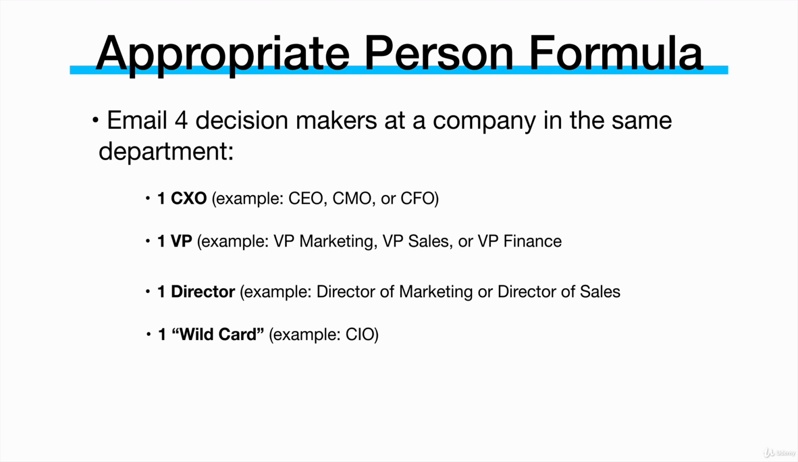And the reason why you want to do this is because you're basically emailing, let's say, the director, and you're emailing the director's boss, which is the VP, and you're emailing the VP's boss, which is the chief XO. And basically what you're doing is you're emailing your boss, your boss's boss, and one wild card. And I'm going to show you exactly why you're doing this.